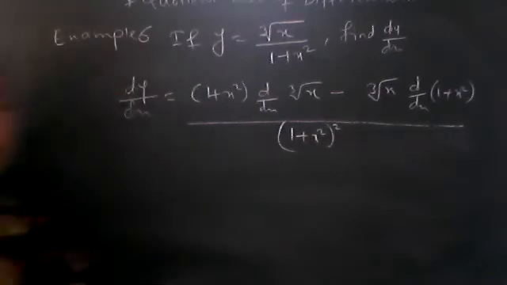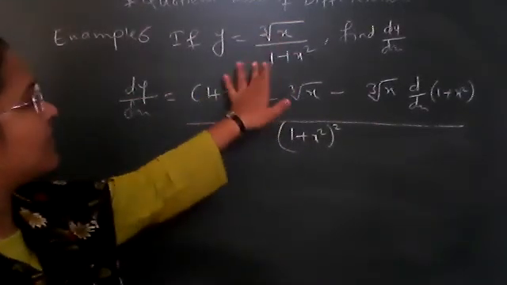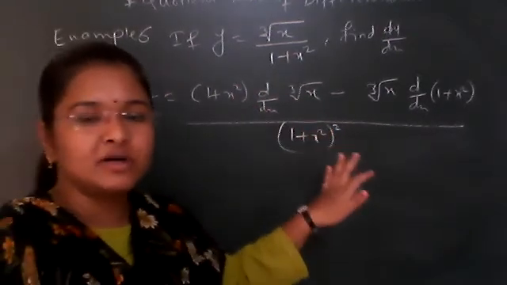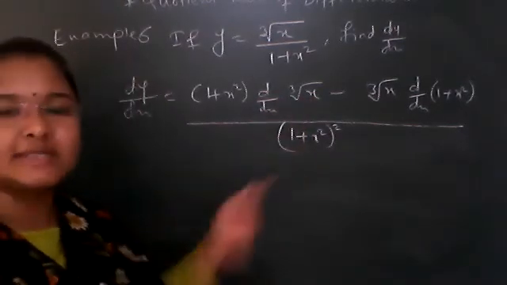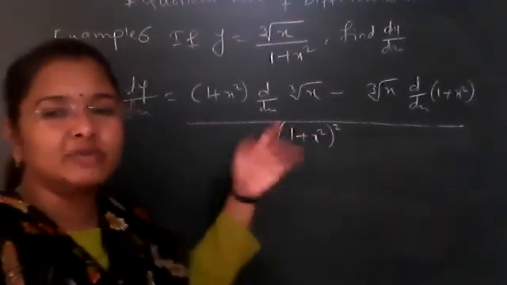If the expressions are very easy, like these functions cube root of x and 1 plus x square, you can directly write the derivative. And if you think the derivative will take 2-3 steps, then write the function separately, find the derivative, and directly put the value at that place.